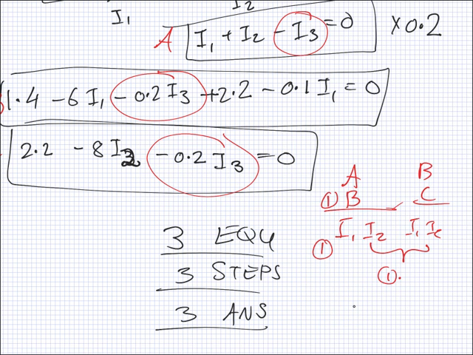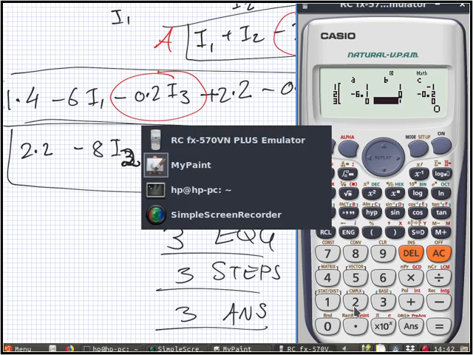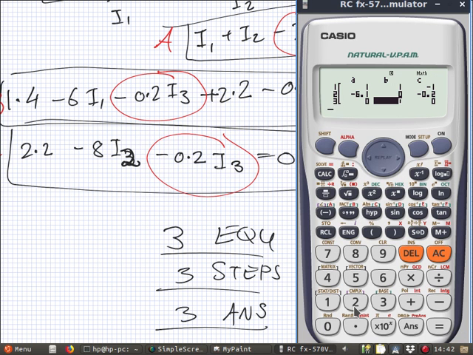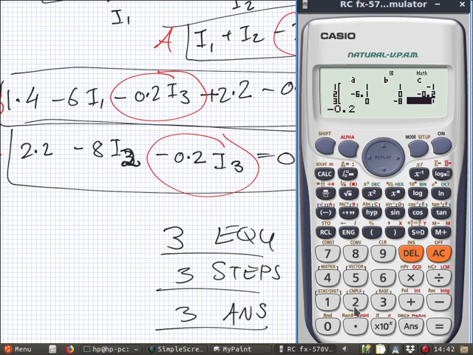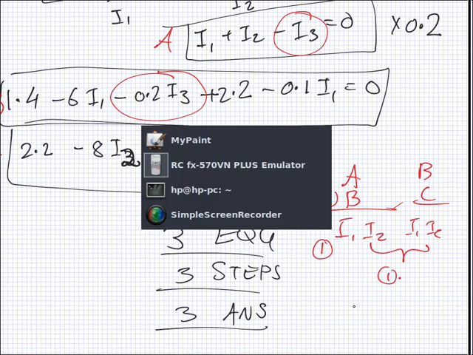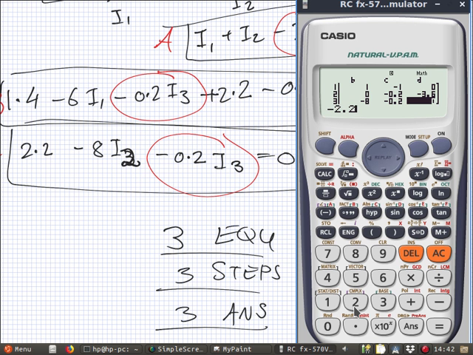Right. I1? No. I2? Minus 8. I3? Minus 0.2. And that's equal to minus 2.2. Right, so I1 is 0.56 amps, I2 is 0.25 amps, and I3 is 0.818 amps.